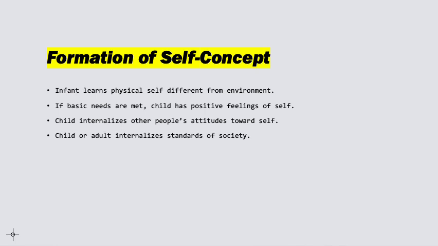There are several theorists that discuss the formation of self-concept. In a nutshell, the formation of self-concept includes the following. An infant learns that the physical self is different from the environment. If basic needs are met, warmth and affection are experienced, and the caregiver's anxiety is minimized, then the child begins life with positive feelings about self. The child next internalizes other people's attitudes towards self, including attitudes directed towards the child's innate tendencies, such as temperament and aggression. This internalization forms the foundation of self-concept.